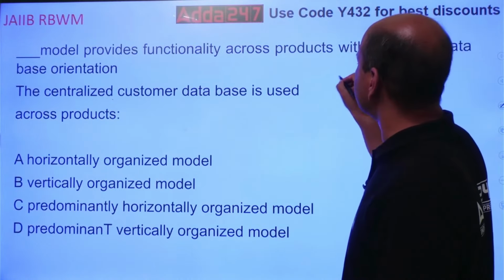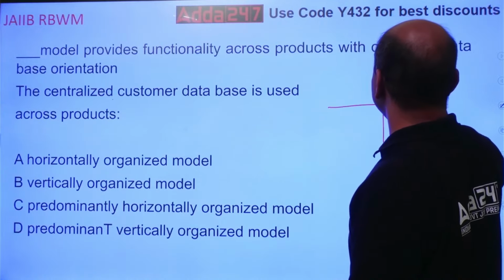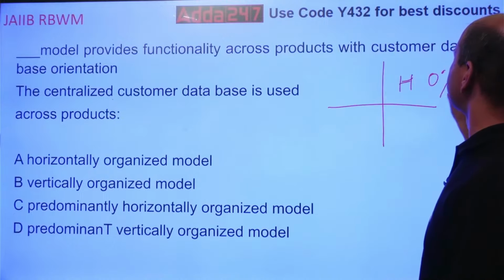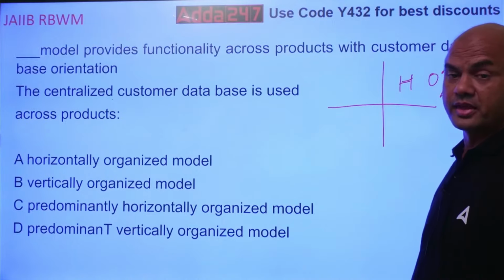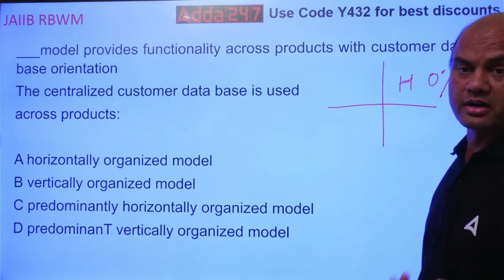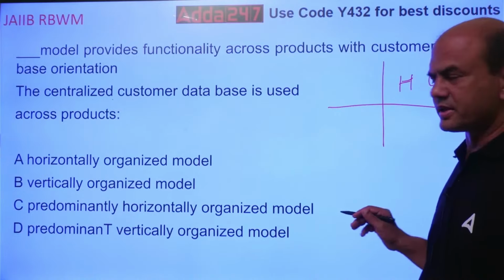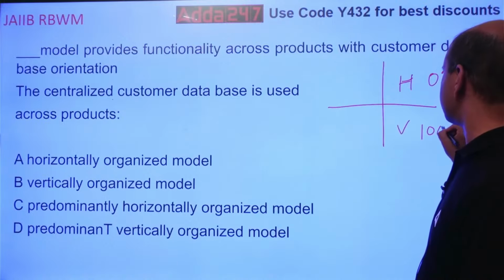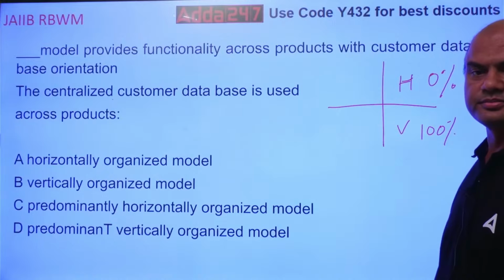Here, horizontally organized, the data sharing is 0%. So, across the products, saving data is not shared with current, is not shared with FD, nothing. With home loan, personal loan, no data is shared. And vertically organized, the data is 100% shared. Means they have a common customer database.